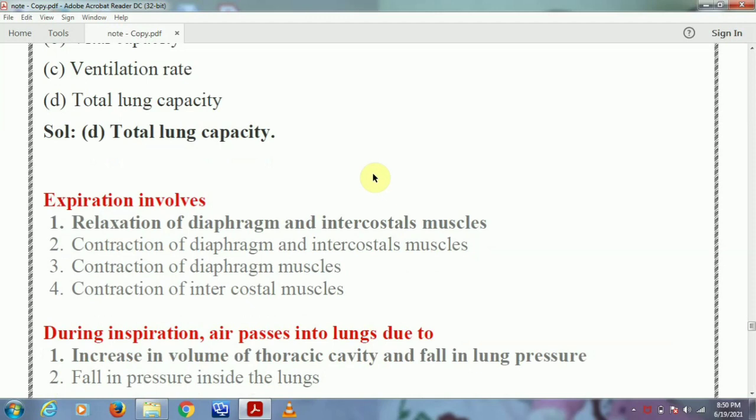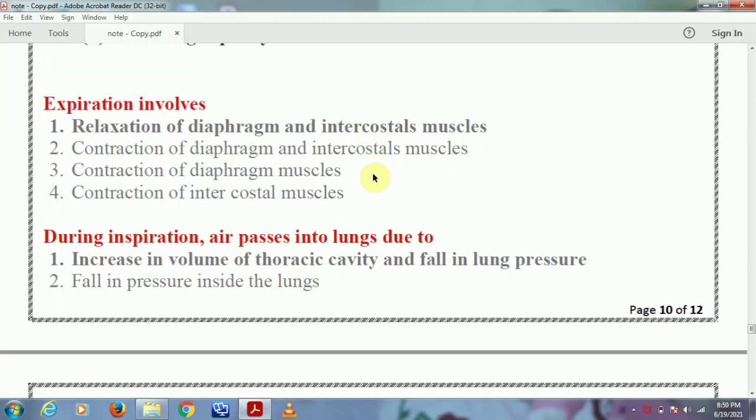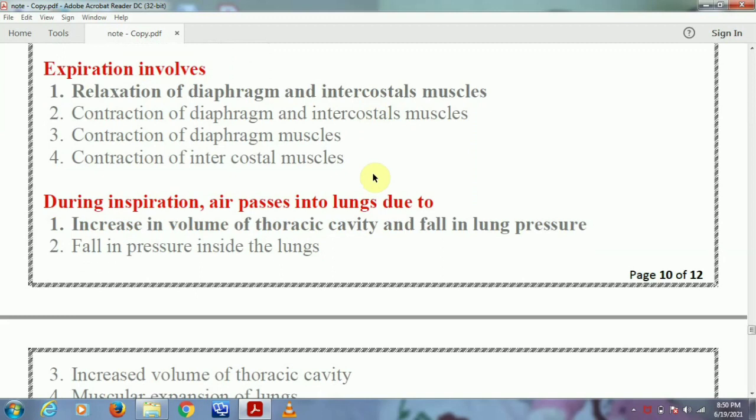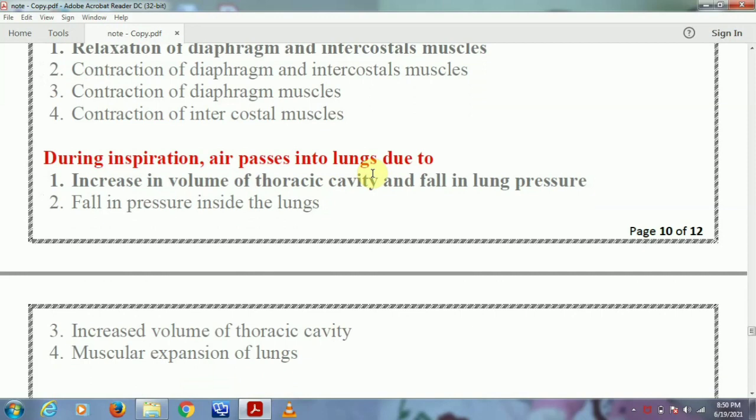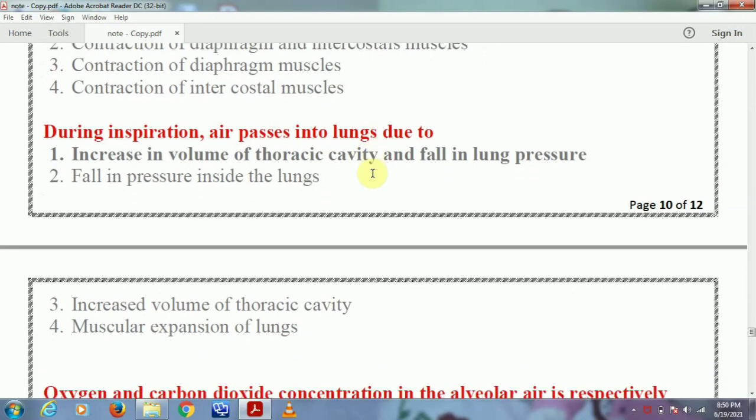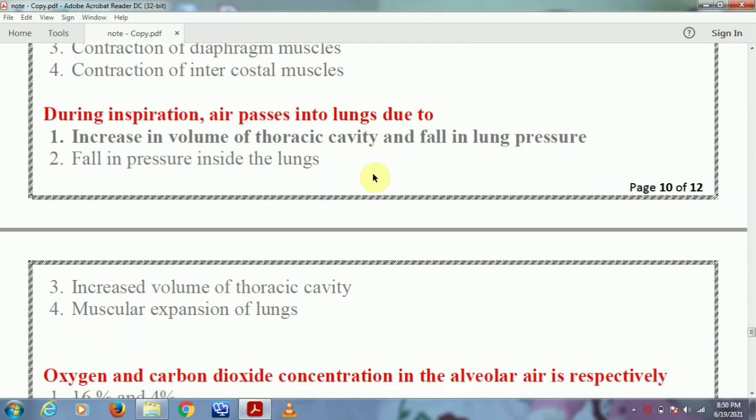During inspiration, air passes into the lungs due to the increase in the volume of the thoracic cavity. When inspiration happens, how does air enter? The thoracic cavity expands, increasing the volume, and automatically the internal pressure will fall, the lung pressure going down. As a result, since the outside pressure is higher, air immediately enters your thoracic cavity or lungs. So with the increase in the volume of the thoracic cavity and the fall in lung pressure, the air passes into the lungs.